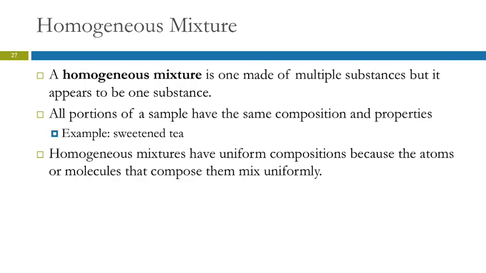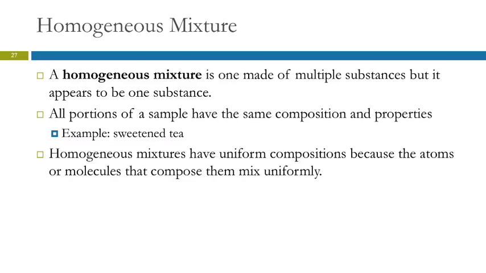In a homogeneous mixture, there are multiple substances, but it appears to be a single substance. And if you look at the top, the bottom, the inside, the outside, they all have the same composition and properties. An example from real life is sweetened tea. In the South, they call this sweet tea. You take a cup of tea and you put some sugar in it and you stir it up, and the sugar seems to disappear, right? But it mixes homogeneously with the tea.